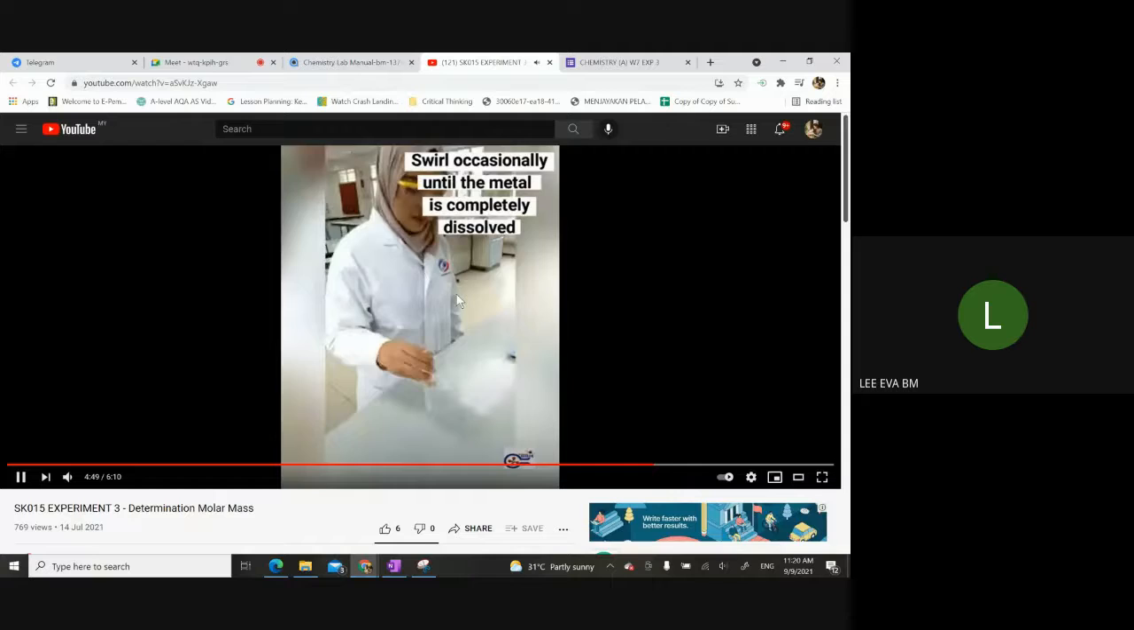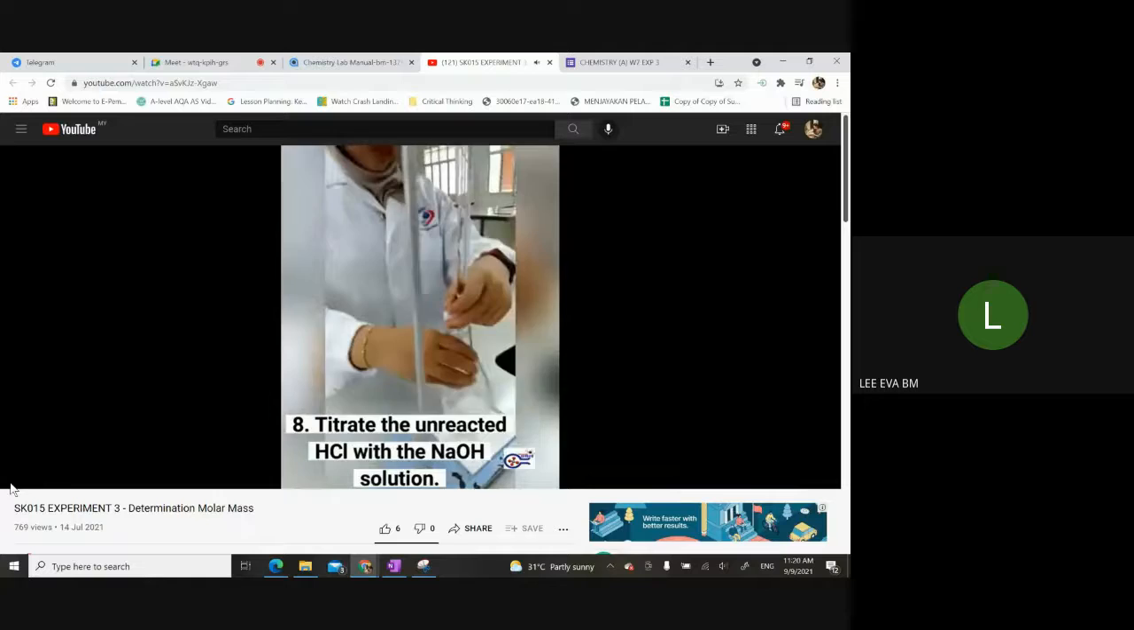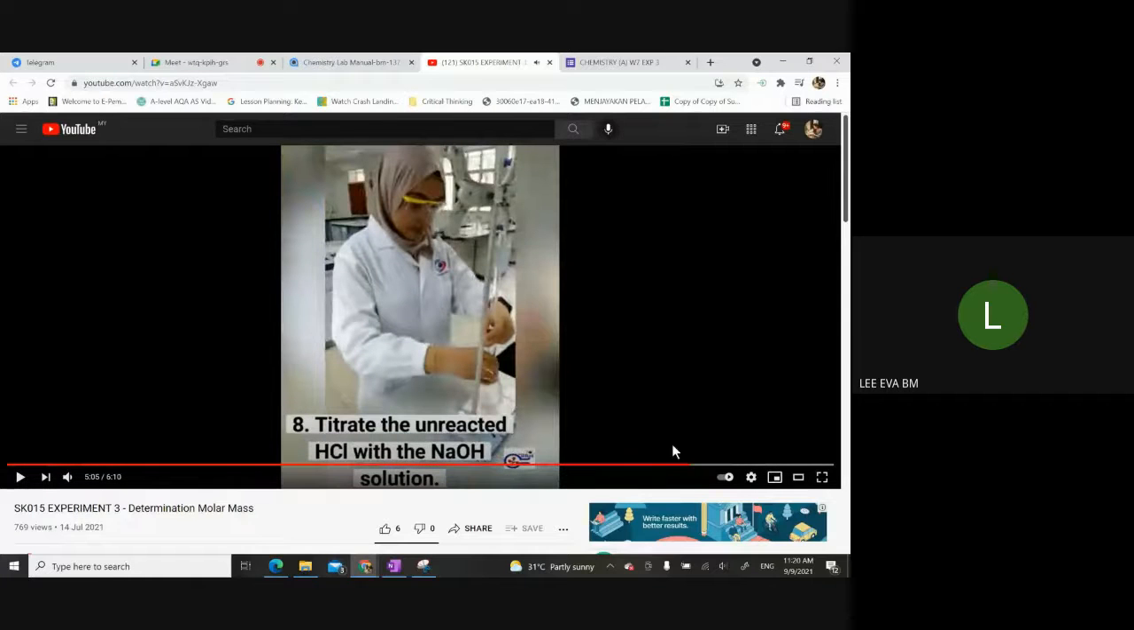And then slowly your metal M will dissolve. Metal sudah bagi tahu metal itu ialah apa kan. Okay, add 2 drops of phenolphthalein in every step for your titration. So titrate the unreacted HCl with NaOH. Okay, step ini yang penting sebab tadi awak tengok pada step yang ini.